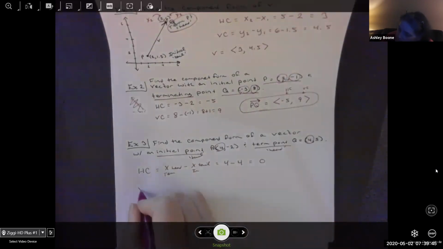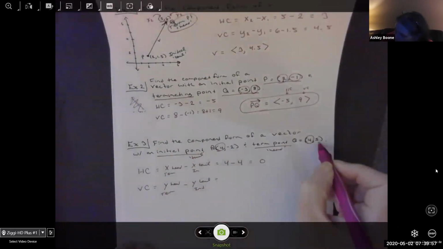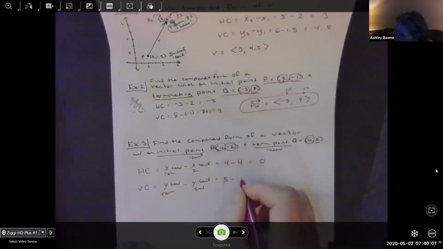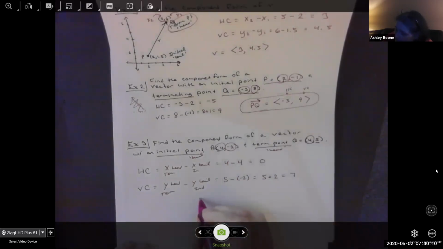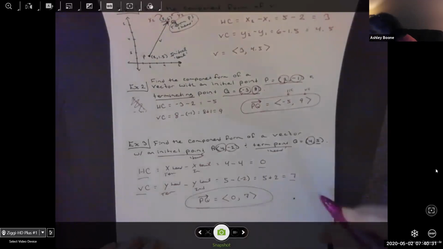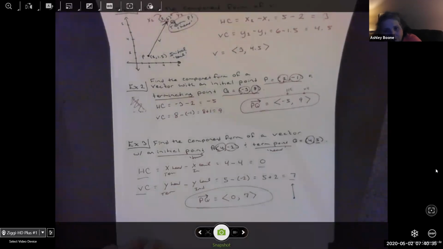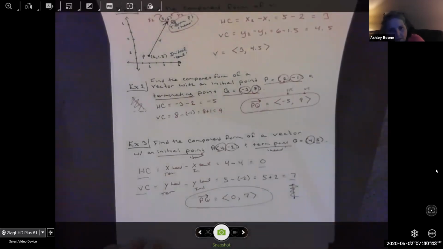Okay. Our vertical component, the y value at the head, or the terminating y, minus the y value at the tail, or the initial y. The y value at the terminating point is a 5, minus the initial y value of -2. 5 minus -2 is 5 plus 2, which is 7. That means this vector PQ has a horizontal component of 0 and a vertical component of 7. Okay? Imagine what that would look like. You're starting at an initial point and you're not moving left or right, but you're moving up. That's what that vector would look like. So no left, right, east, west direction, just up, north direction.